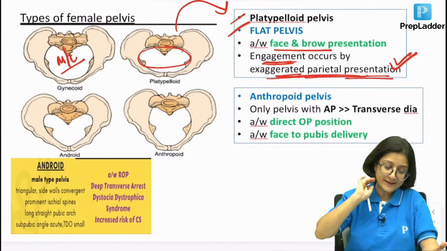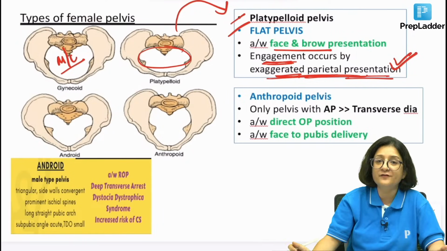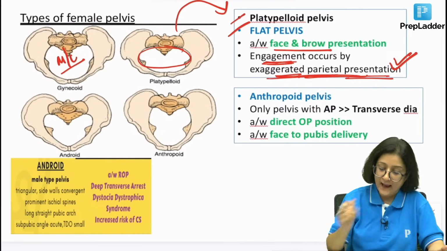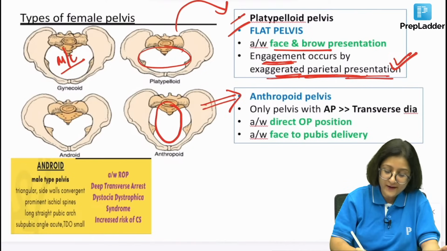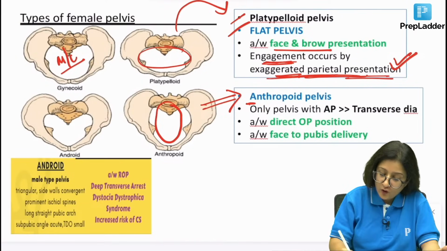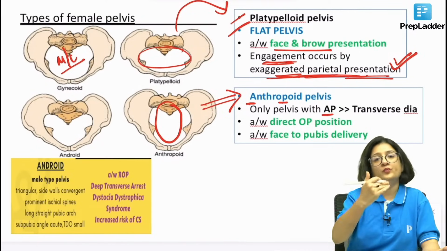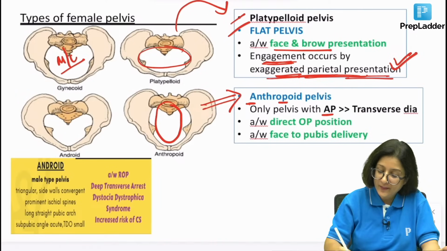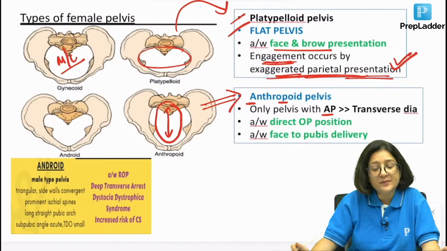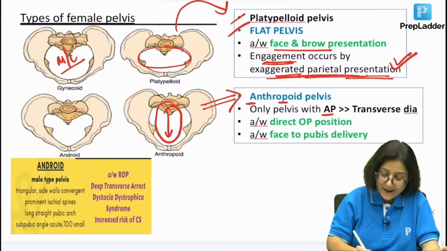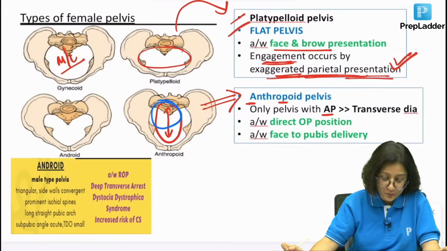And Rajdeep rightly said face presentation, obviously there's no skull there in anencephaly, so face presentation will be there in anencephaly also. Next set of pelvis is the anthropoid pelvis. This is anthropoid, AP. This is the only pelvis which is antero-posteriorly oval. This is the only pelvis where antero-posterior diameter is more than the transverse diameter. This is associated with direct occipito-posterior position. It is also associated with face to pubis delivery.